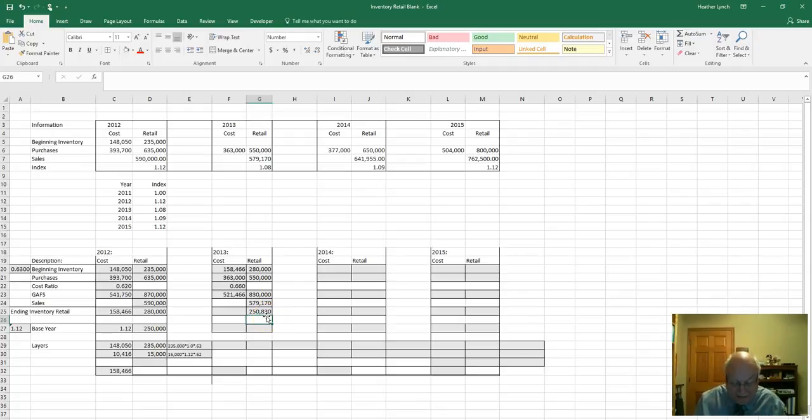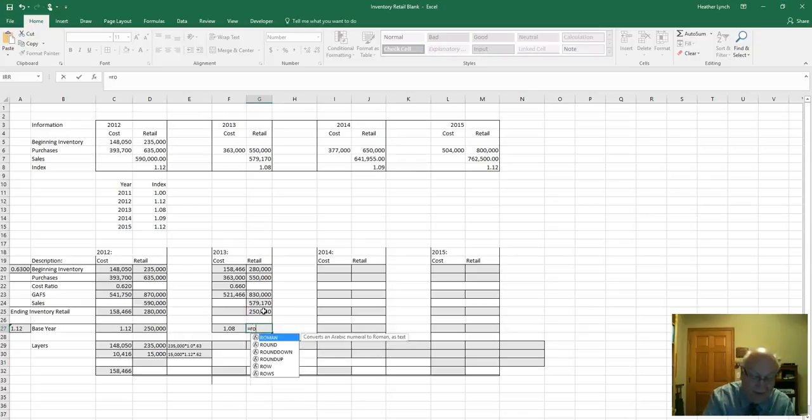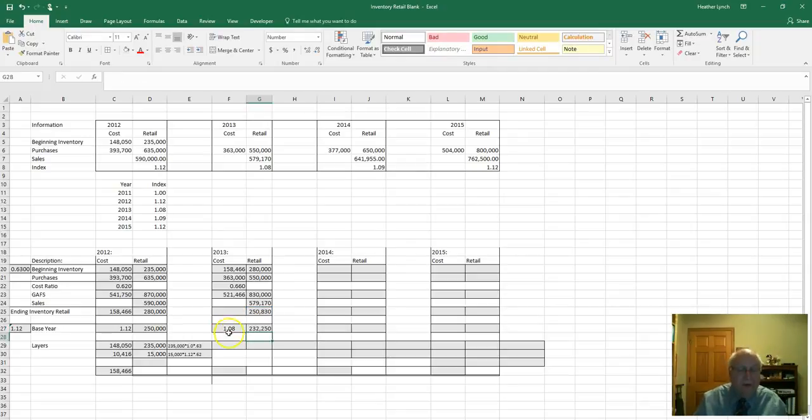Now you notice it went down. Yeah, okay, sorry. 250, 830. Our base is 1.08. Then we would divide the 250 by 1.08, comma 0, because we want 0 decimals on this, and that gives us 232,250. Okay, you notice we have to come over here. It went down from that year. So this is 232,250.